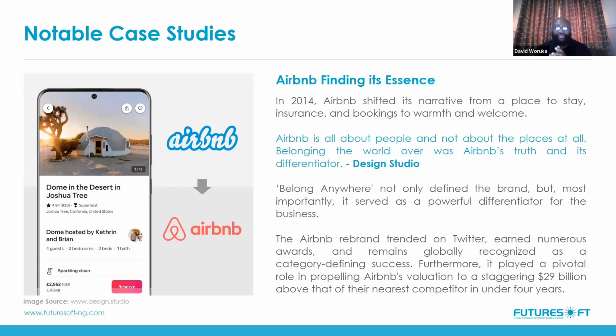They had about a week to come up with it. But having that newfound essence of the brand, from carrying out research with customers and internal research on its services and what it really wanted to achieve, they realized that belong anywhere not only defined the brand, but also served as a powerful differentiator for the business itself. That's when they adopted that mission of belonging anywhere in the world. The success of that, when it was rebranded, was that the Airbnb brand trended on Twitter. It earned several awards. It also played a role in Airbnb's valuation of 25 billion, and in 4 years after that, they grew significantly above their competitors.